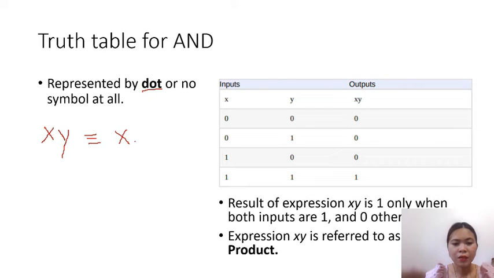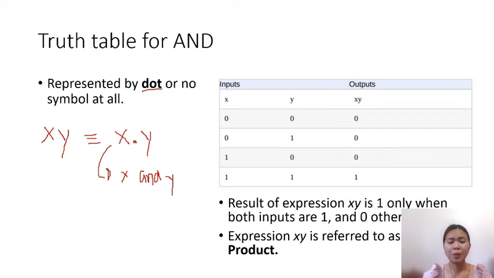x dot y. This can be read as x and y. So yeah, the AND operator can be represented in two ways: by a dot between two variables, or possibly three variables or more, or no symbol at all. Okay. The behavior of this operator AND is characterized by the truth table shown here.